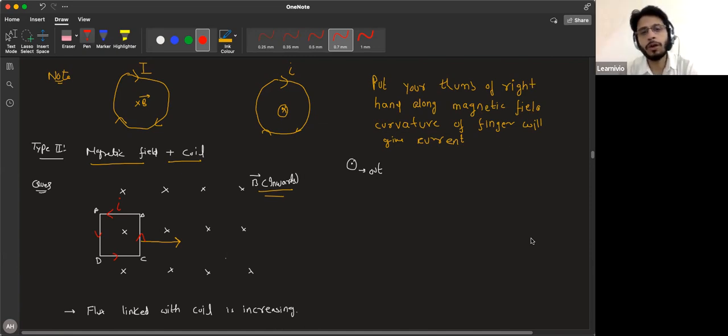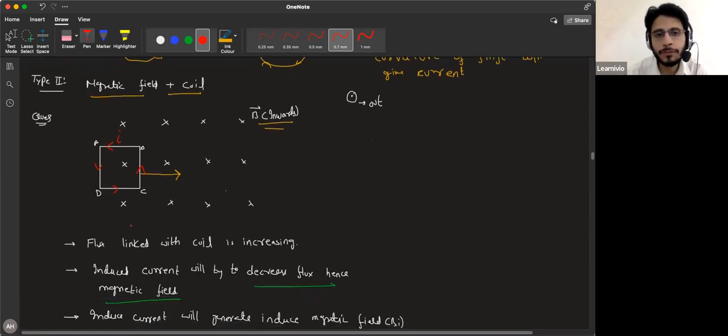So here the coil is going inside the magnetic field. If a coil is going inside the magnetic field, the flux linked with the magnetic field will increase. Lenz's law says the induced EMF will try to oppose the change in flux. So the flux is increasing, and the induced current will try to decrease the flux.